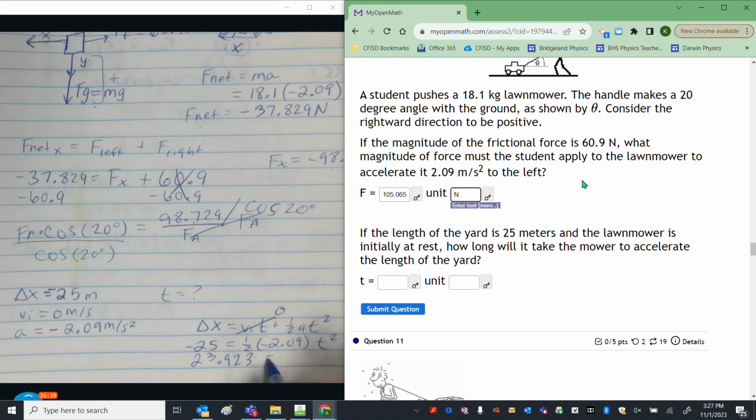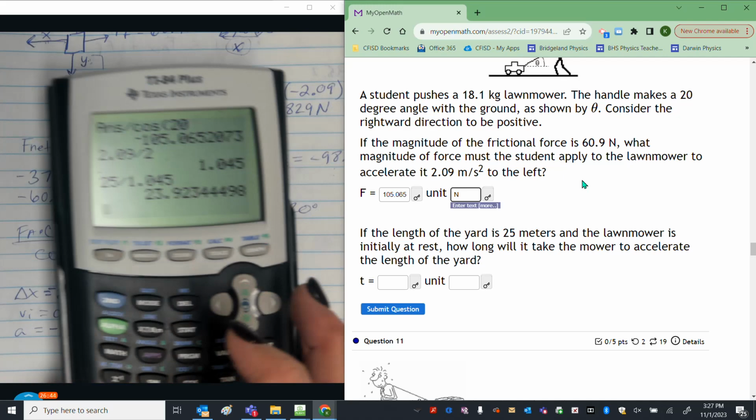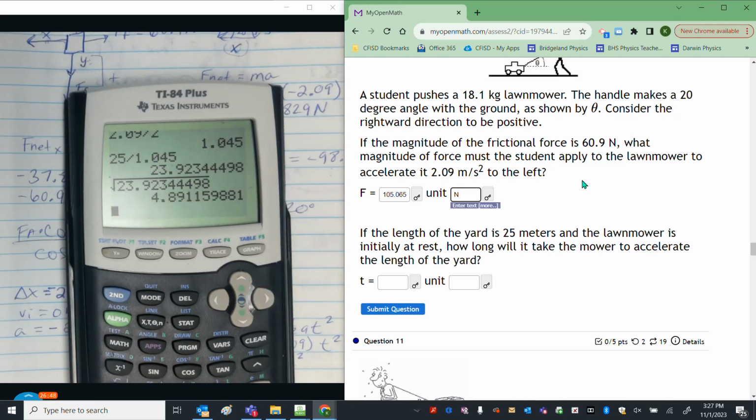23.923 equals t squared. Again, this is t squared, not t. We need to take the square root of it. That would be my time. So let's go ahead and type that in, 4.89 seconds.